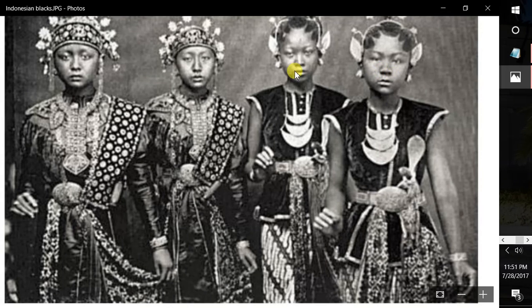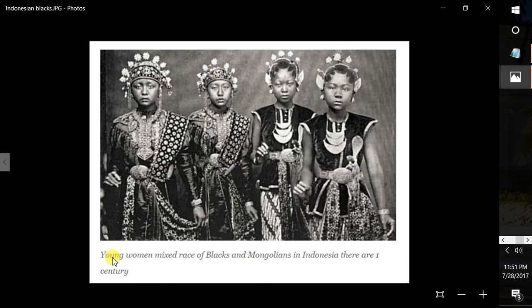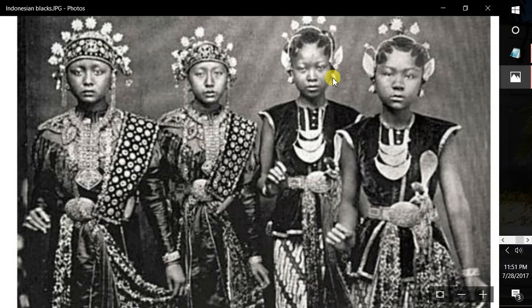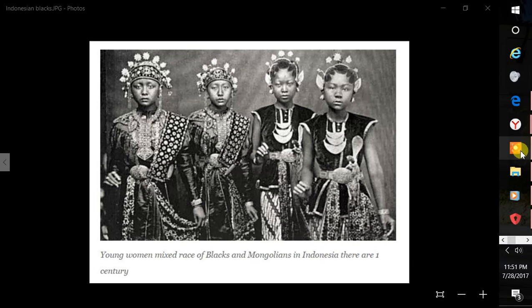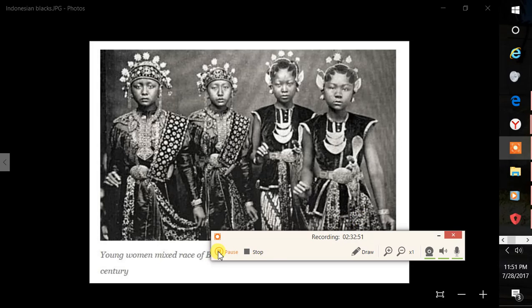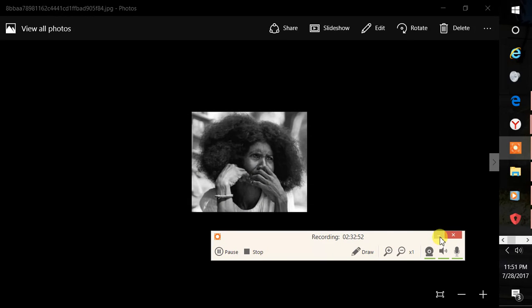Look at the nose. Look at the pictures. It says young women mixed race of blacks and Mongolians in Indonesia. There are 1 century. I don't know what it means, but these pictures are really old. So take a good look. Still having curly, tight curls, nappy hair. All right, I'll show you some other slides, and we'll move from Indonesia to another spot. And here's Malaysia.